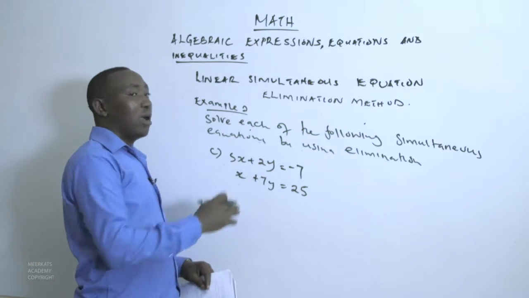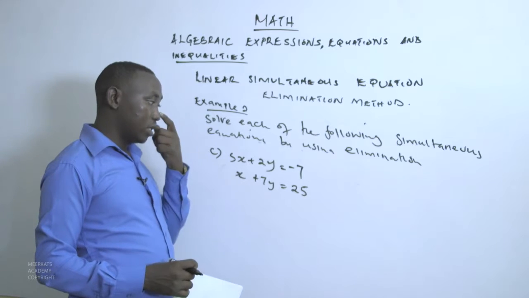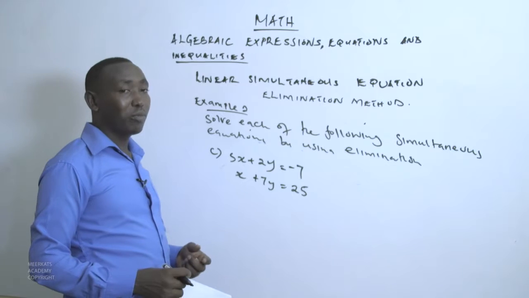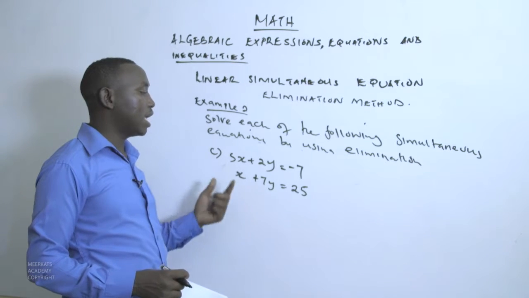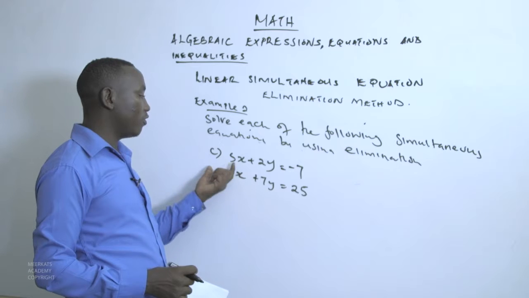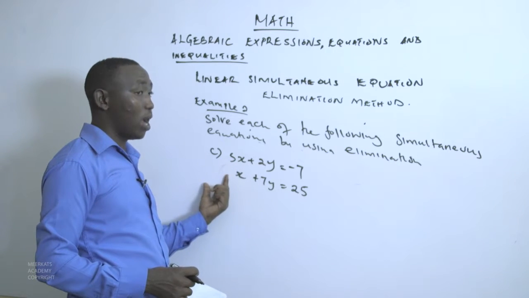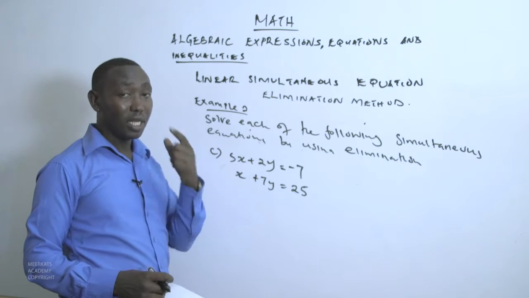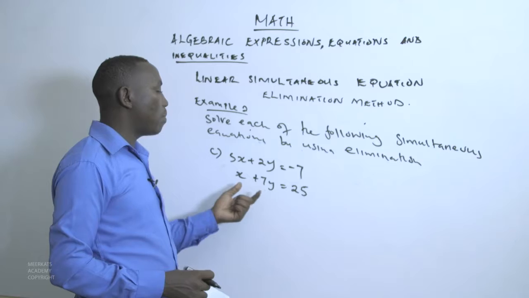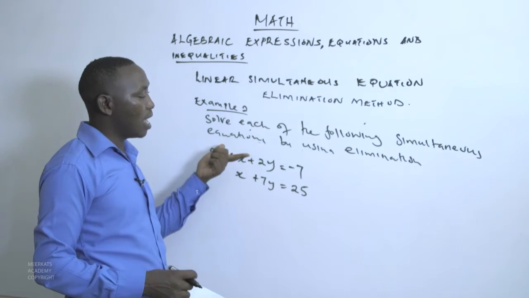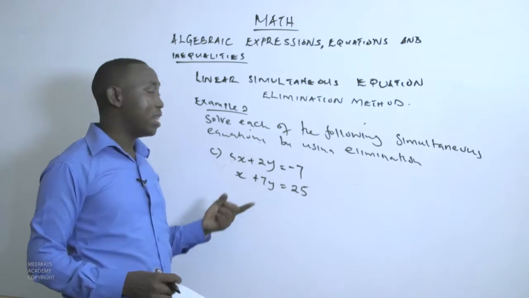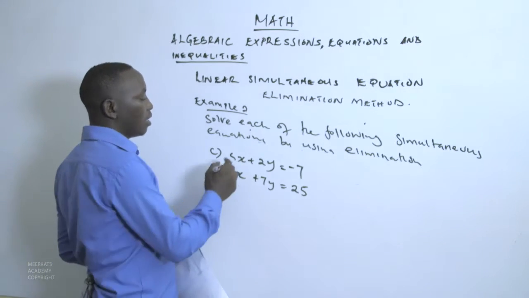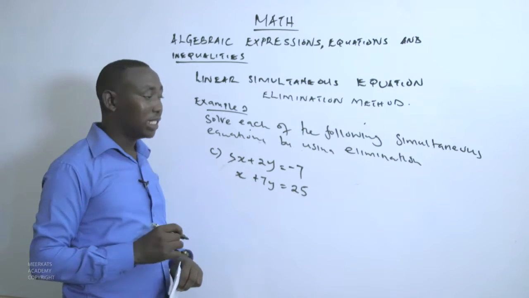Now again, these are a pair of simultaneous equations, but if you check through, you'll not find either of the two pronumerals containing the same coefficients. The coefficient of x is 5, it's 1, so they're not the same. Coefficient of y is 2, it is 7, therefore it is not the same. This calls us to apply some procedures in making either the coefficient of x or y to be the same. So in this example, let us make the coefficient of x to be the same.